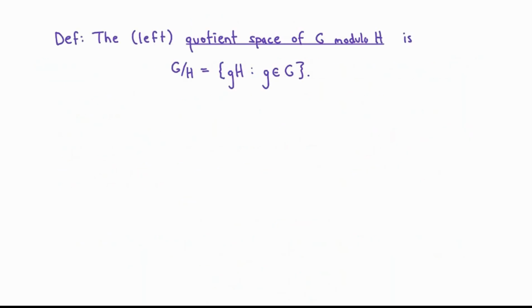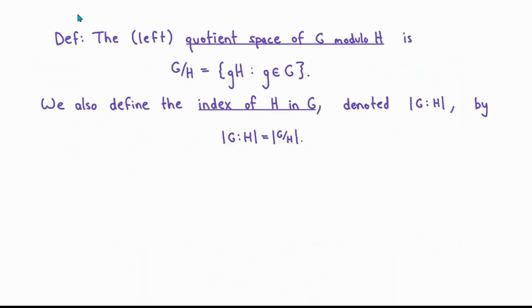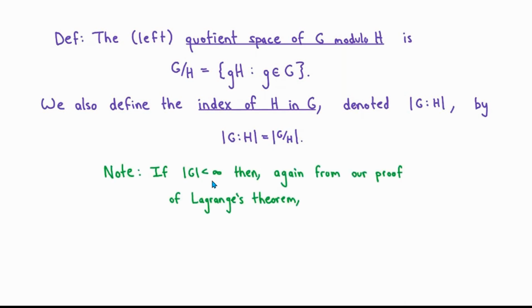Let's introduce one more definition here before we move on. Given a group G and a subgroup H, we define the index of H in G, which we'll denote by |G:H|, to be the cardinality of the collection of left cosets. Of course, this quantity could be infinite, but if G is a finite group, then from our proof of Lagrange's theorem in a previous video, since the left cosets partition G, and since they all have the same cardinality, which is the cardinality of H, we get that the index of H in G is equal to the cardinality of G divided by the cardinality of H.